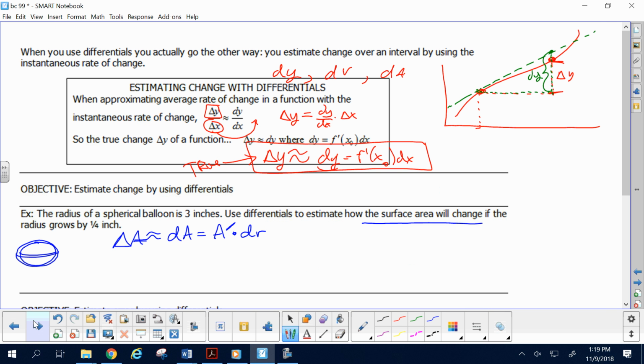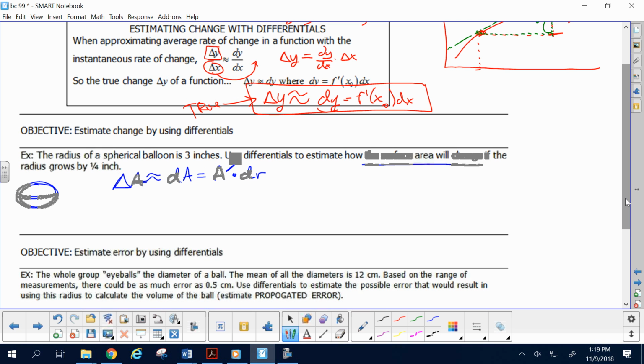Now that's just like I had on that last slide. dy is like the derivative times an amount of change in x. In this case, there's no y's and x's. dA is like the derivative times an amount of change in r. I would expect you then to report your derivative. If the area is 4 pi r squared, then A prime is 8 pi r. At r of 3. And then the dr is how much I will change the radius by. I will change the radius by 1/4 inch, all right? So that would be something like 8 pi times 3 times 1/4, or 6 pi.